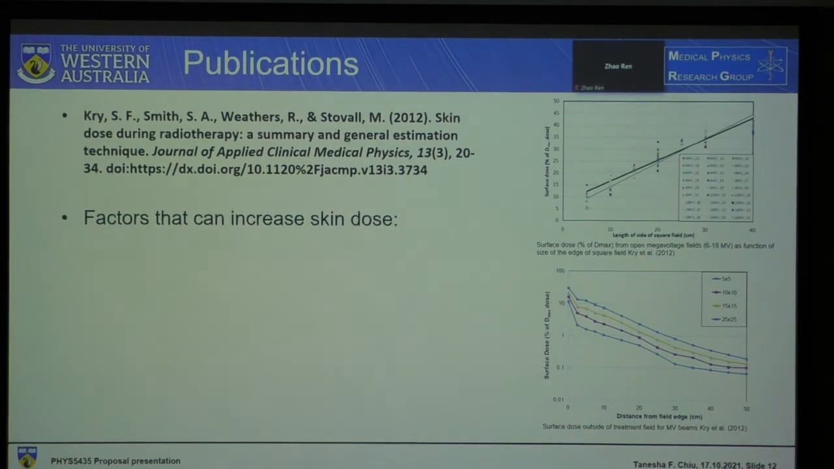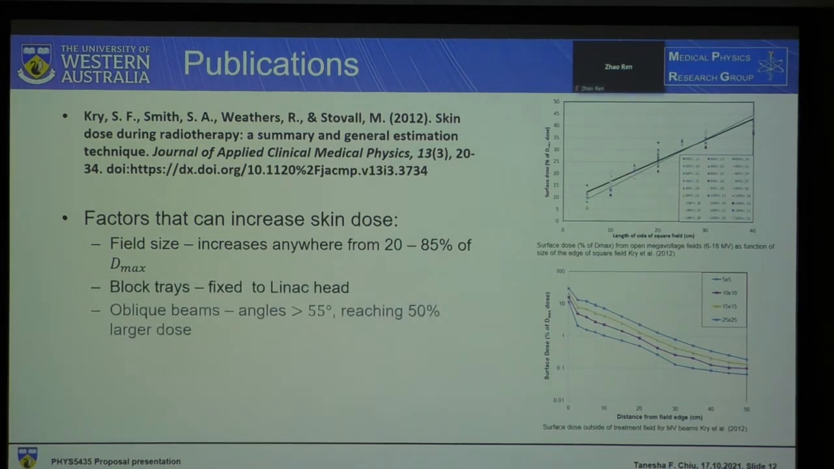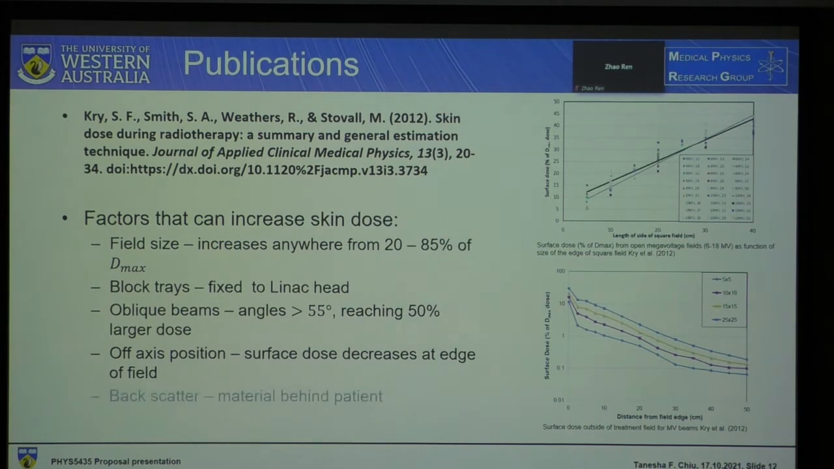So for an overview of what factors increase skin dose, we have field size. As field size increases, skin dose can increase anywhere from 20 to 85% of Dmax. Block trays, these are fixed to the linac head. Oblique beams, so angles that are greater than 55 degrees, can reach 50% larger dose. Off-axis position. Surface dose decreases at the edge of the field. And lastly, backscatter. This is material behind the patient, such as a couch top.